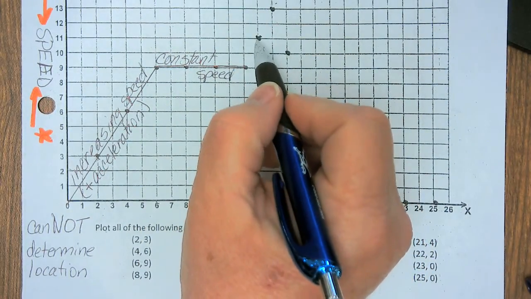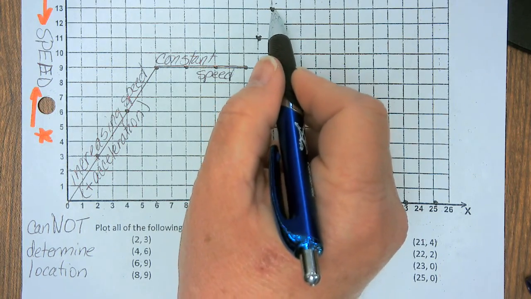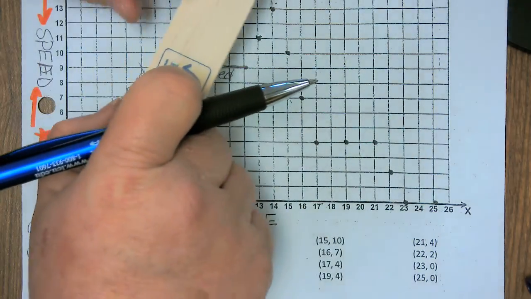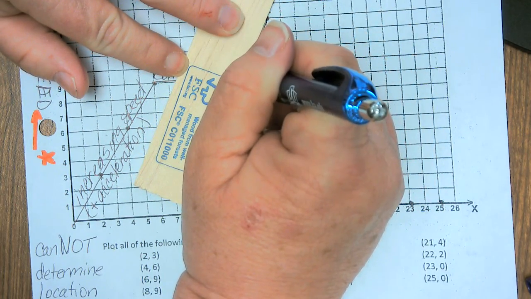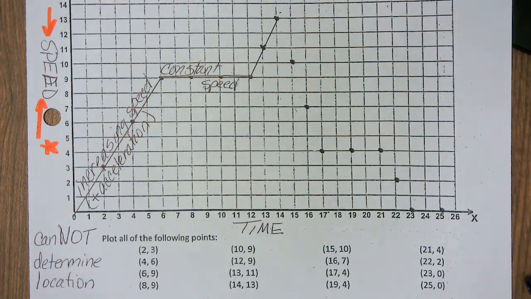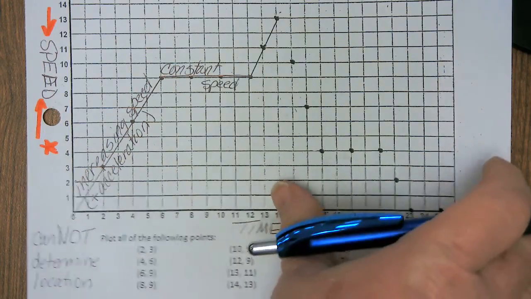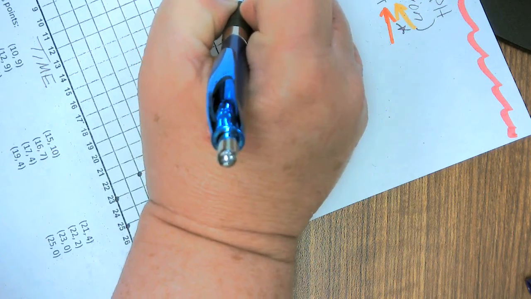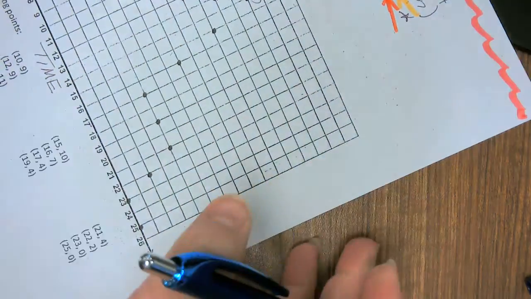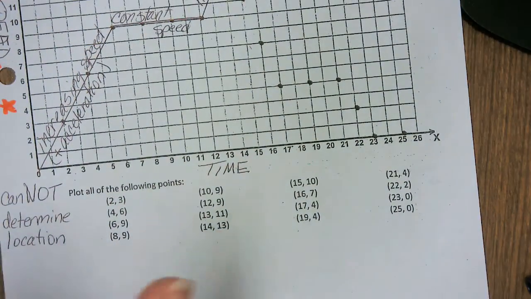Once again, we have a speed of 11 right here and a speed of 13 here. So the speed has increased. And I'm going to write increasing. Once again, that is positive acceleration. We won't note it again simply because there's not room.